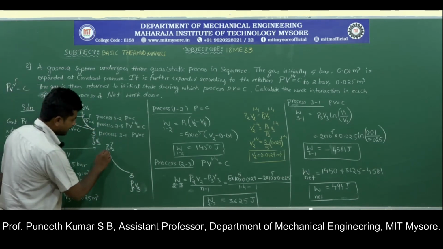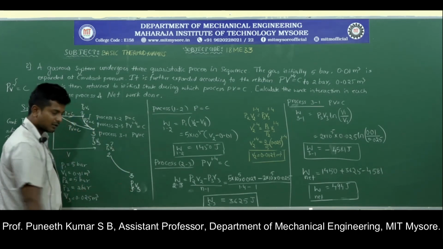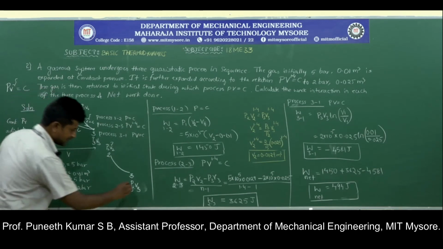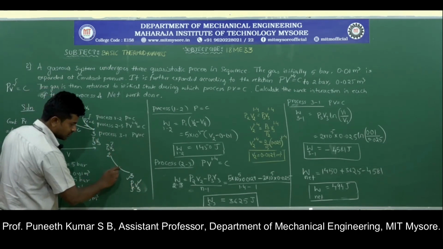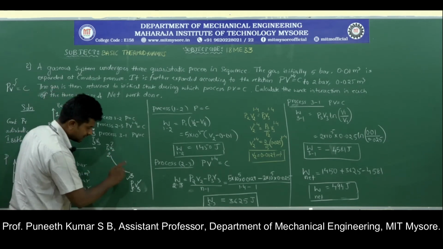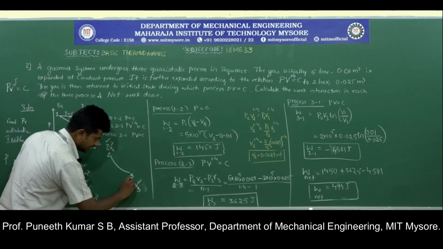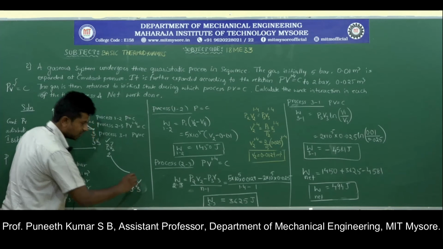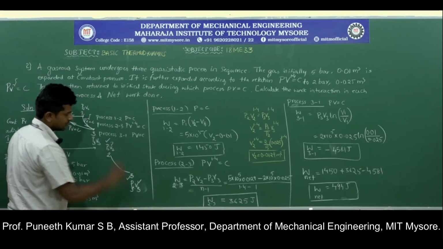So P2 is known, P3 is known in this problem, and also V3 is known. So in process 2, which is happening between state points 2 and 3, what we know is P2 is known, P3 is known, and also V3 is known. The only unknown is V2.